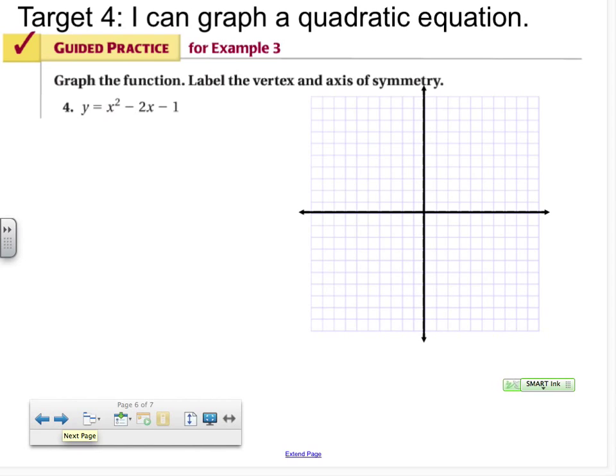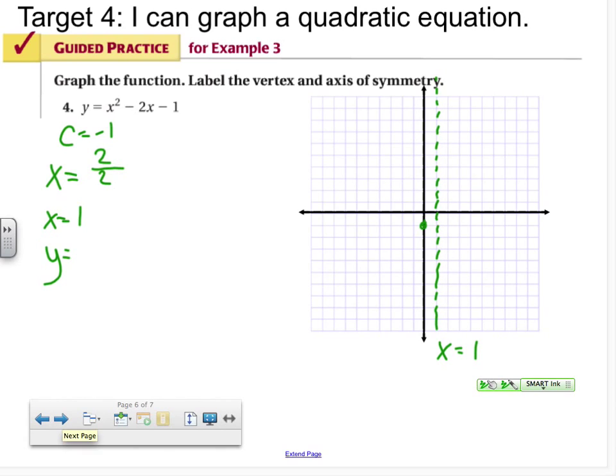Work it out. Pause it. Okay. C is -1, so that is our y-intercept. Our axis of symmetry is -b, which would be 2 over 2 times 1, which is 2. So our axis of symmetry is at x equals 1. Our vertex, we'll plug 1 in. 1 squared, 1 minus 2 is -1, minus 1, -2. So our vertex is at 1, -2.